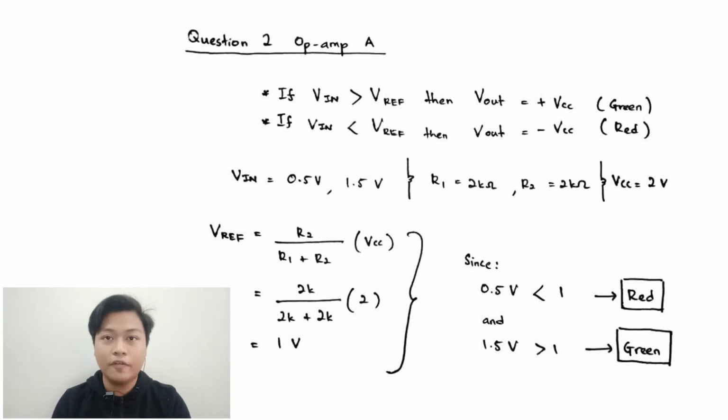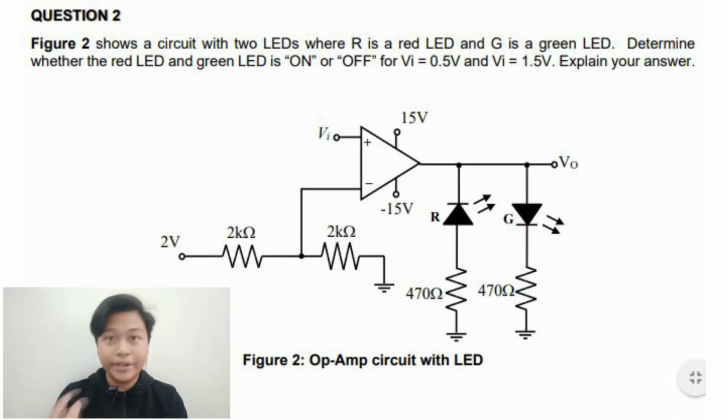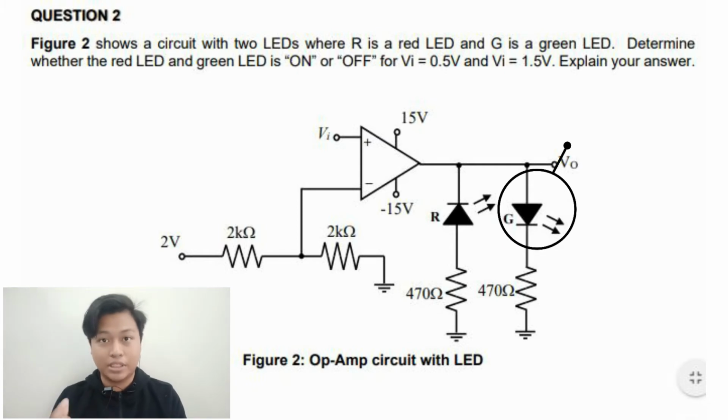So 0.5 is less than 1, so it should light up the red LED. Why? Because the structure of the LED diode is upside down, which means it is a reverse bias. So when the value is less than 1, it should light up the red, while the green one doesn't have the reverse bias, just a simple one. It should light up the green when the 1.5 volts is included into the circuit.